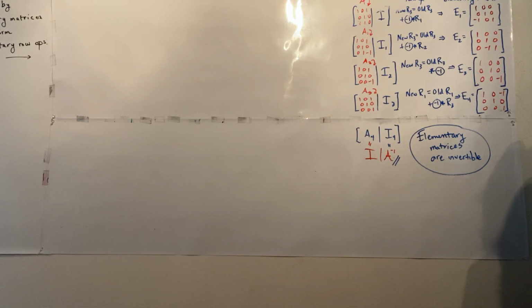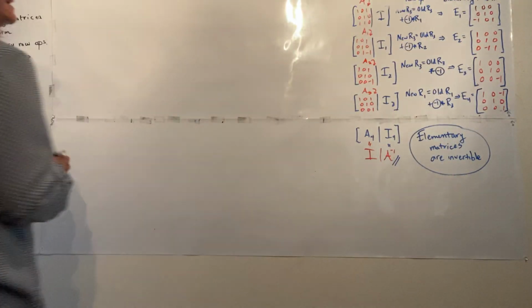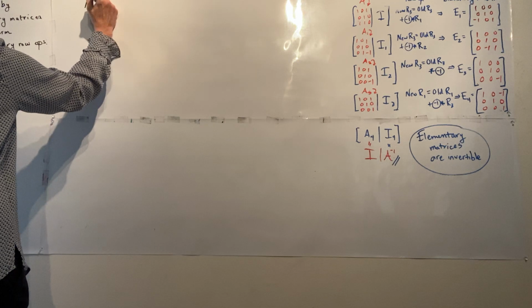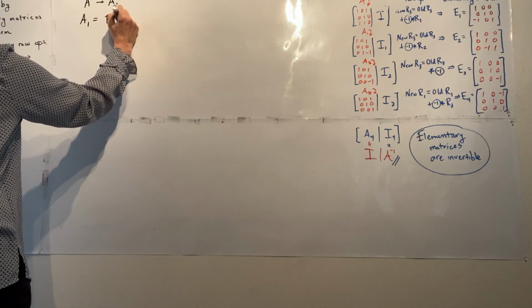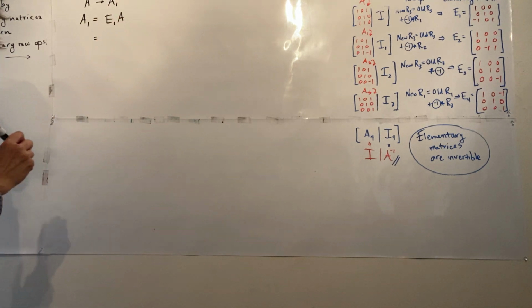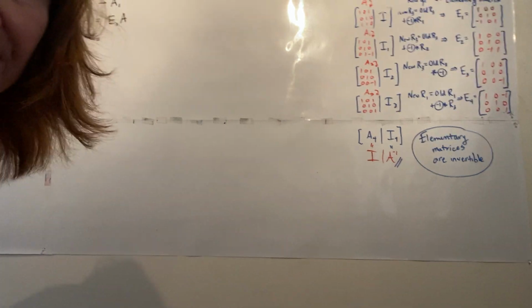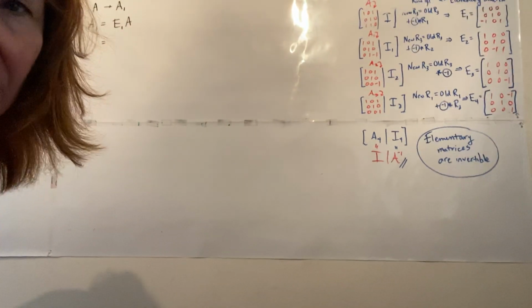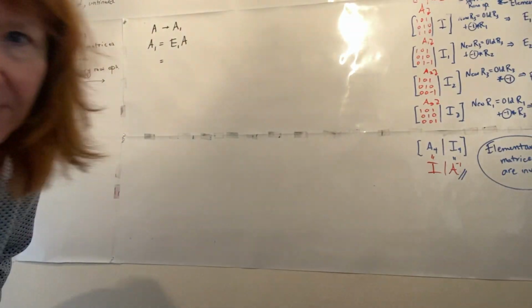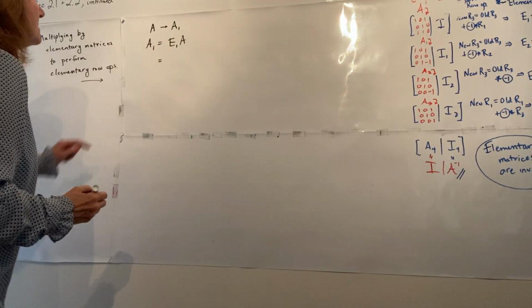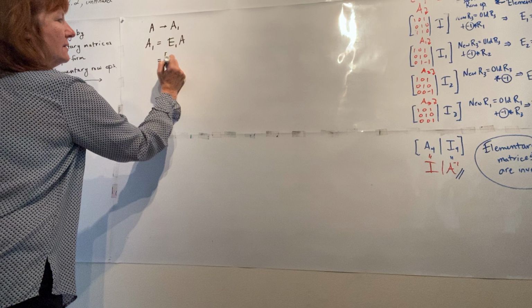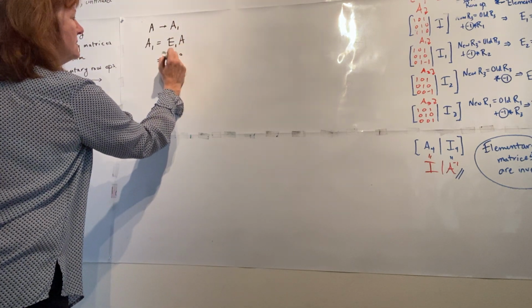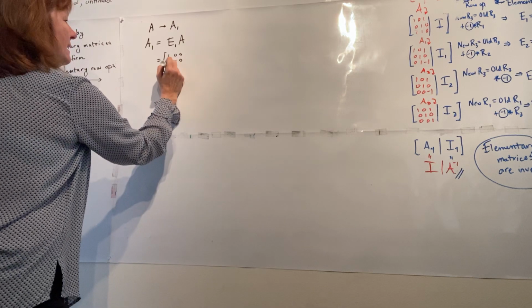Yeah, okay. So let's see. All right, so what we're going to show is that you can get from A to A1 by simply doing this. A1 is equal to E1 times A. Let's see if you believe that. Can you guys see that? Yes, okay. So E1 was that associated elementary matrix. It looked like 1, 0, 0, 0, 1, 0, negative 1, 0, 1.